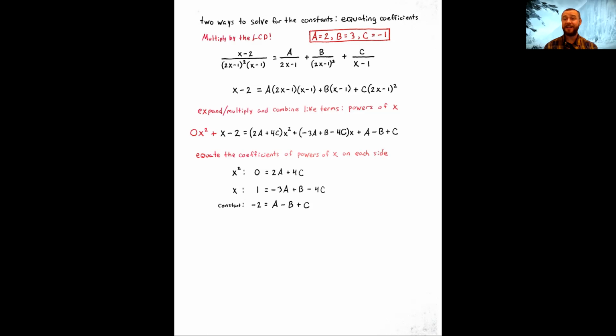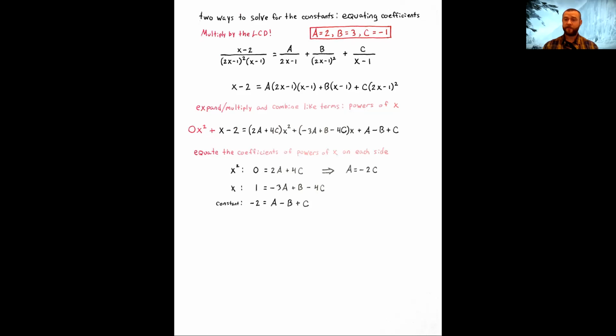So we're going to use the substitution approach: solve one equation for one unknown, and then substitute or plug it in to the others. So let's solve 0 equals 2a plus 4c for a. That'll give you a equals negative 2c. What we can now do is take that and substitute it into the second and third equations, algebraically replacing all a's in those equations with negative 2c.